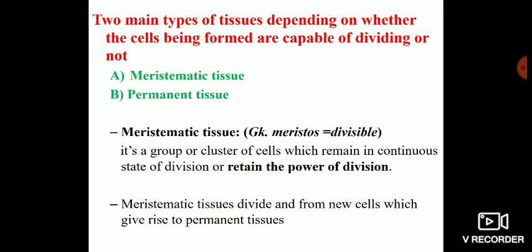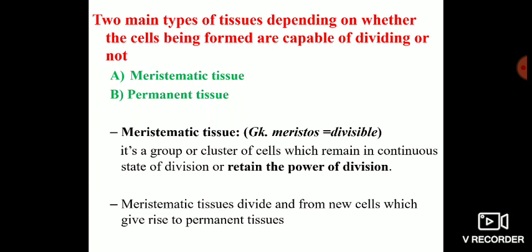There are 2 main types of tissues in plants, and these types are delimited depending upon whether the cells being formed are capable of dividing or not. There are 2 types of tissues in plants. One we call meristematic tissue, and the second one is known as permanent tissue. Meristematic tissue is that tissue in which the individual cells are capable of division, and permanent tissues are those tissues in which the individual cells have lost the power of division. Today we will focus on the meristematic tissue.